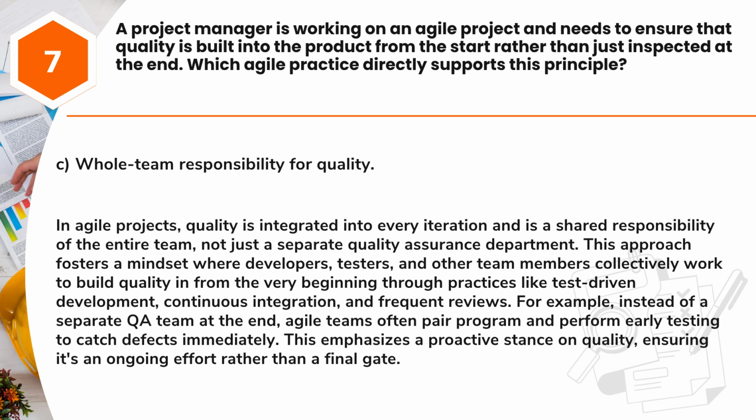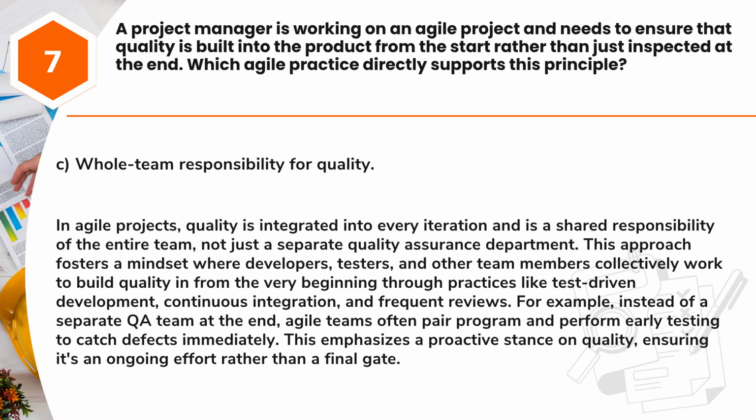Answer: C. Whole team responsibility for quality. In Agile projects, quality is integrated into every iteration and is a shared responsibility of the entire team, not just a separate quality assurance department. This approach fosters a mindset where developers, testers, and other team members collectively work to build quality in from the very beginning through practices like test-driven development, continuous integration, and frequent reviews.